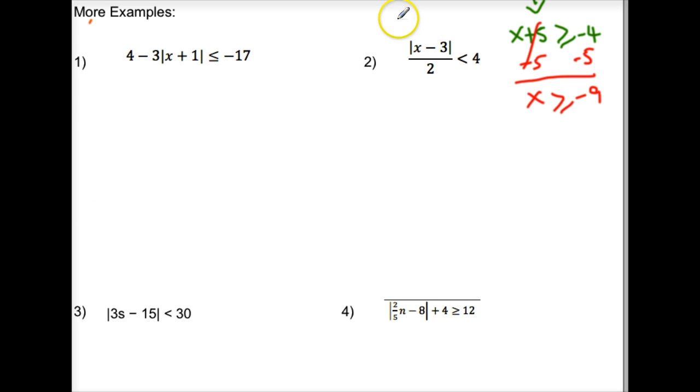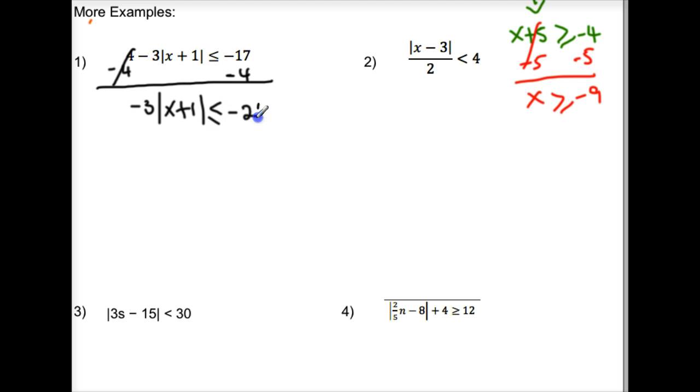Number 1, more examples. Okay, so the first thing I want to do is get rid of this 4. Why not the 3? Because this is multiplying. That's attached to my absolute value. So that's the last thing I want to get rid of. This is a positive 4, so I minus 4 on both sides. This is canceled. Minus 3, absolute value of x plus 1 is less than or equal to negative 21.